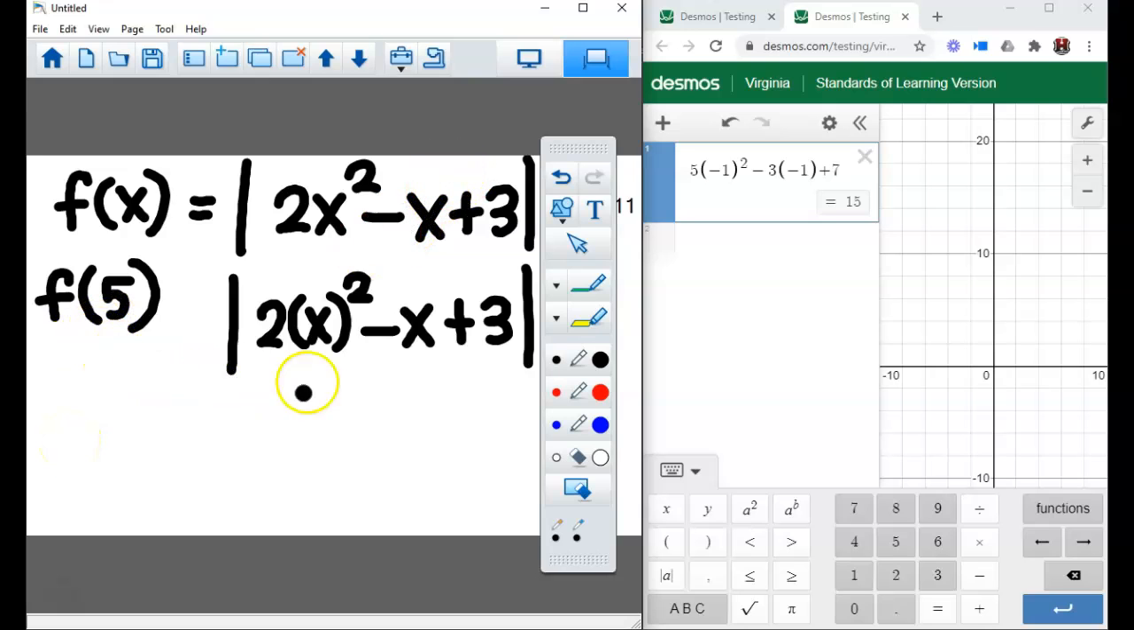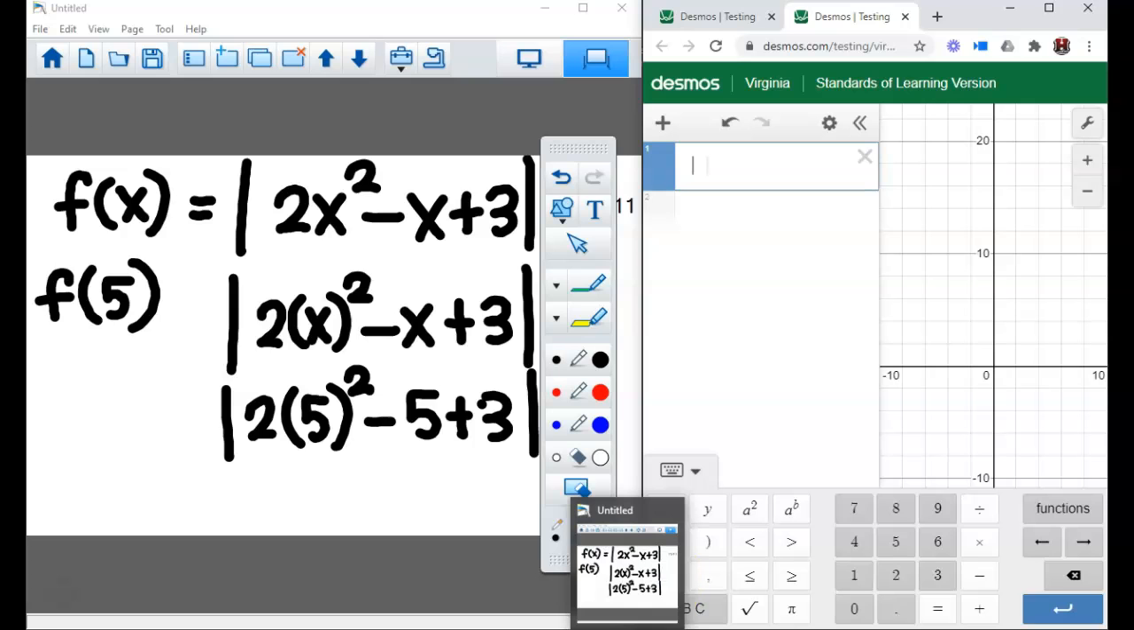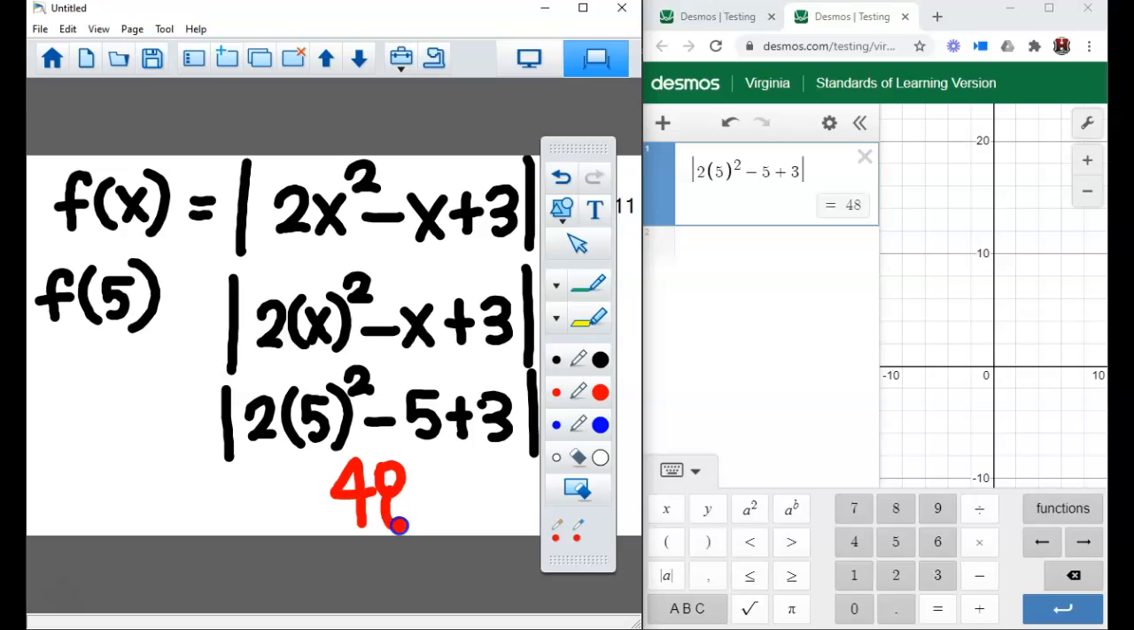All right, now we input 5 for the x's. So it's going to be the absolute value of 2 times 5 squared minus 5 plus 3. And now it gets typed into our Desmos exactly the way we see it. So absolute value first, right here. And then 2 parentheses 5 close parentheses square. Minus 5 plus 3, and then we close up our absolute value bars. And you'll see right here your output should be 48.